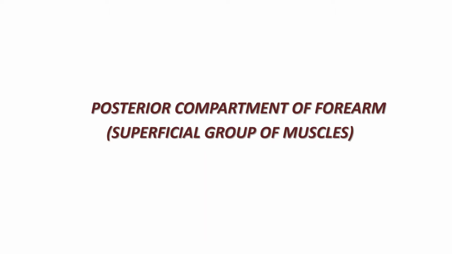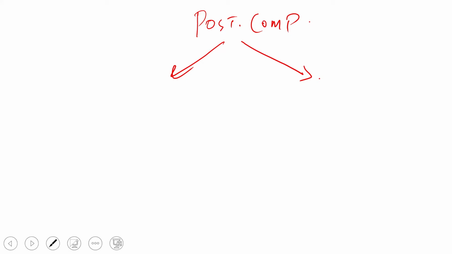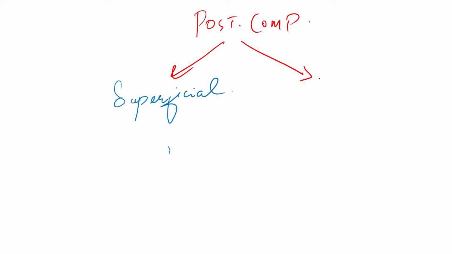This posterior compartment contains in total 12 muscles. Yes, the posterior compartment of the forearm in total contains 12 muscles as a whole. These 12 muscles are divided into two categories, that is the superficial group of muscles and the deep group of muscles. The superficial group of muscles are in total 7 in number, whereas the deep group of muscles are 5.